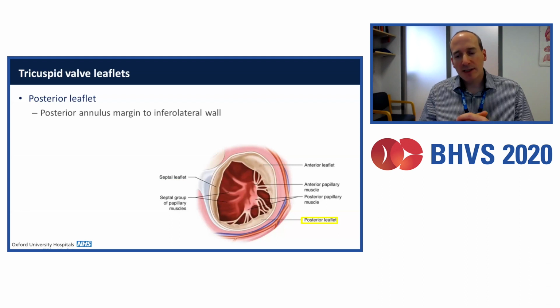The posterior leaflet sits around the posterior margin of the tricuspid annulus and wraps around to the infralateral wall where it meets the anterior leaflet.